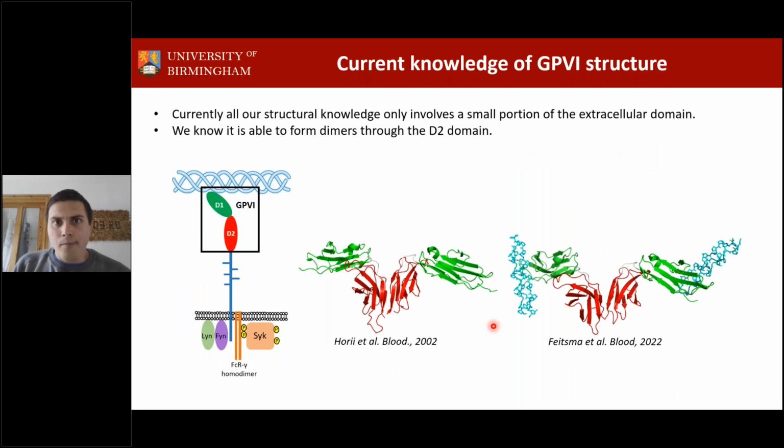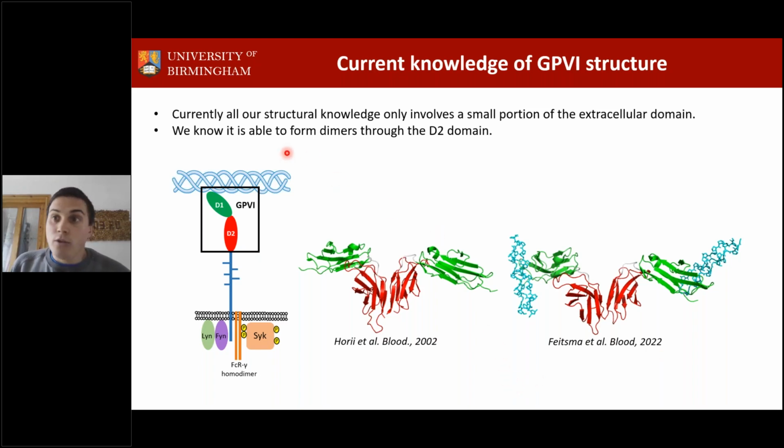So it says current knowledge of GP6 structure here, but actually what I mean is the knowledge of GP6 when I first started this project 5 years ago was very limited. We only had structures for the extracellular ligand binding domains. We had the original structure of GP6 in 2002, and then a more recent one of the extracellular domains bound to a collagen peptide mimetic. The paper was released in 2022, but the actual structure was deposited back in 2018.